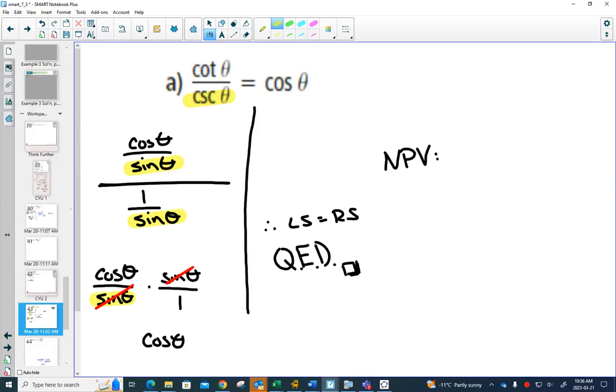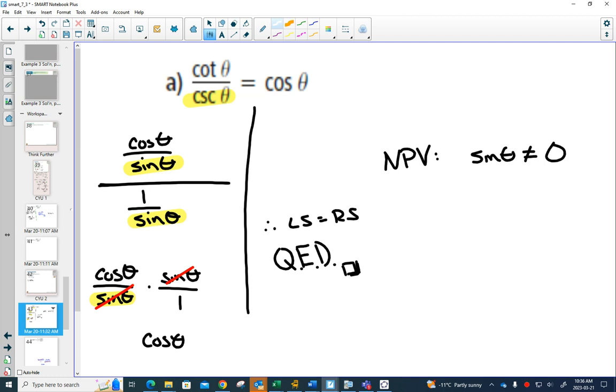If you have reciprocal functions like the cosecant, you would switch them to sine anyways. So if you change things to sine and cos, it's enough to look through this question and find out where you have sine and cos on the bottom. And in this case, do you see that the only one of those that we have on the bottom is sine? So for our non-permissible values, we know that sine of theta can't equal 0.